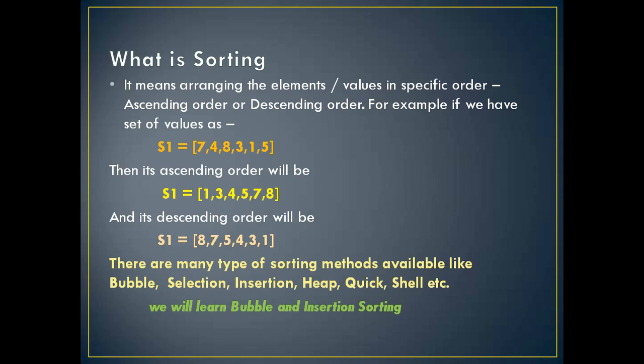What is sorting? It means arranging the elements or values in a specific order, ascending or descending. For example, we have the values 7, 4, 8, 3, 1, 5 in the list S1. Its ascending order will be 1, 3, 4, 5, 7, 8, and descending order will be 8, 7, 5, 4, 3, 1. As we discussed in the previous slide, there are so many methods of sorting. We'll only see bubble and insertion sort.